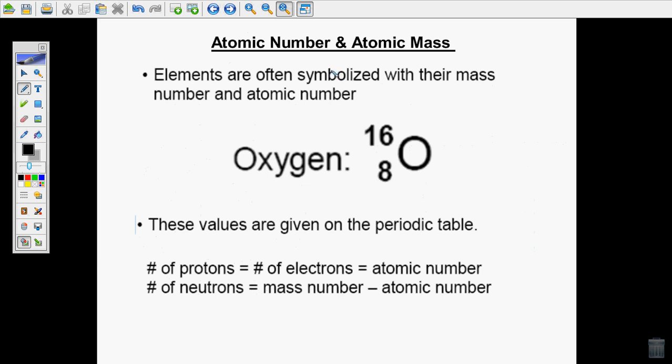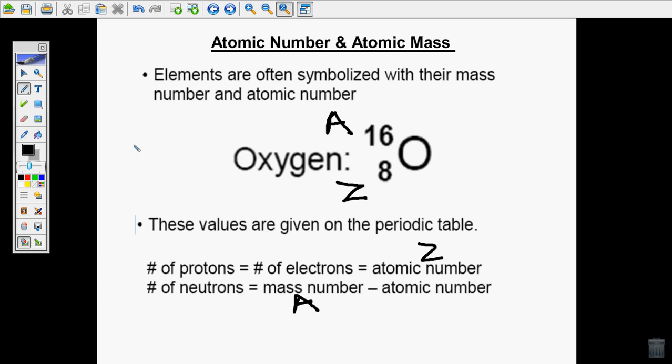Okay, atomic number and atomic mass. Elements are often symbolized by their mass number and their atomic number. So here we have oxygen, and these values are given to you on the periodic table. The number at the top is the A number. The A number represents the mass number, and the bottom number is the Z number, which is the atomic number. So the Z number is the number of protons, or the atomic number, and the A number is the mass number, which is the protons plus the neutrons.